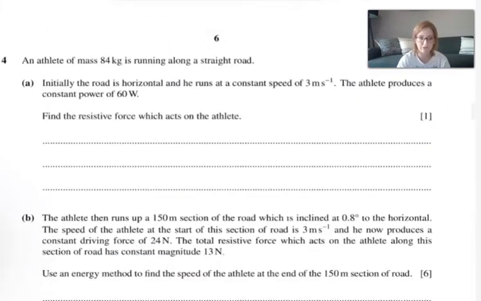Right, so let's jump into question number 4. So, an athlete with a mass of 84 kgs is running along a straight road. Okay, straight road, whenever I see the word straight, I'm thinking kinematics. I may use kinematics for this. Okay. Initially, the road is horizontal and he runs at a constant speed. Constant speed means I can use this formula. Otherwise, I'd never use it. I've got to suvat. Okay, it also means that whatever the force is going forwards is the same as the force going back. There's no resultant force.